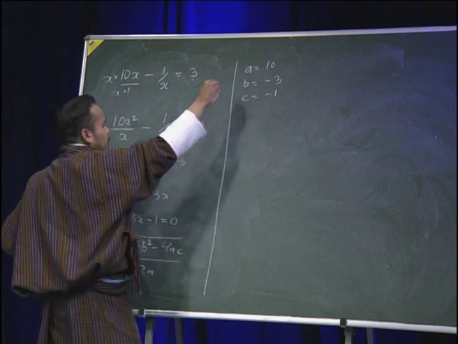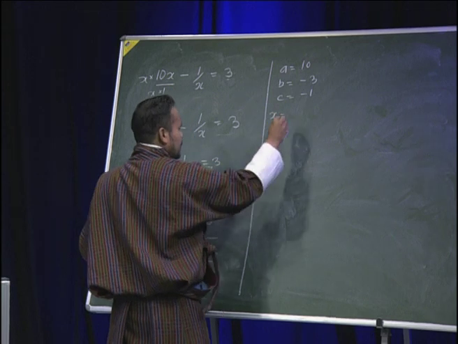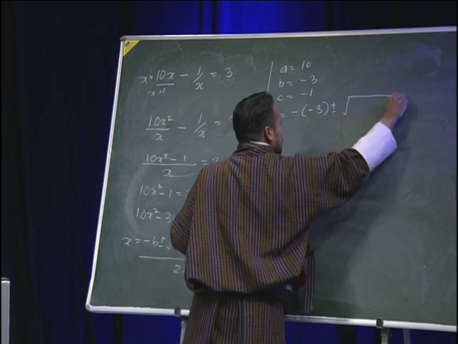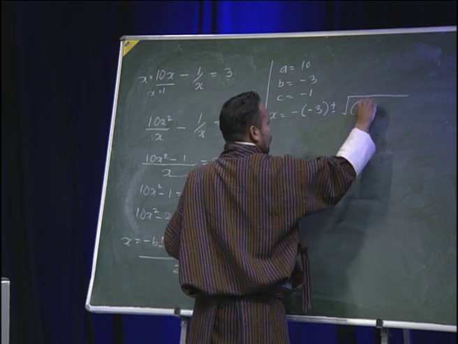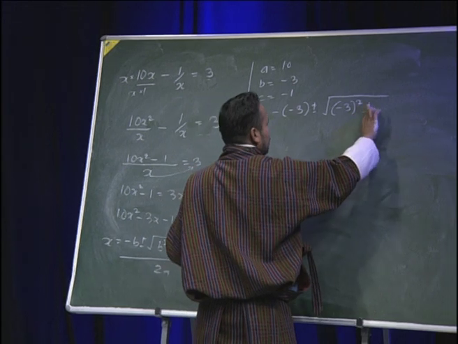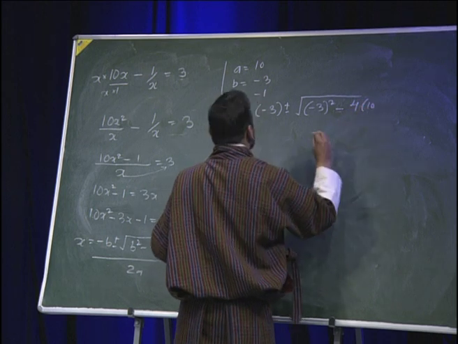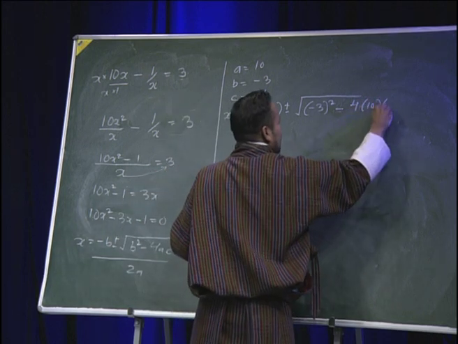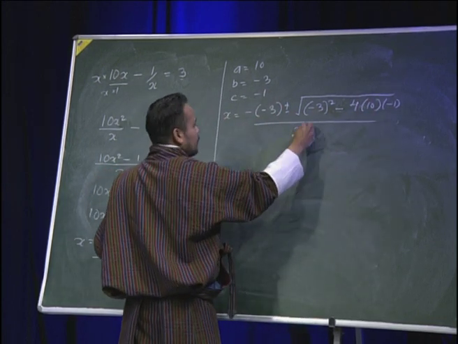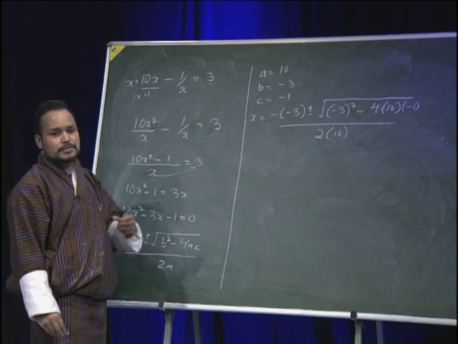Now, substituting the values of a, b, c in my formula, I am going to get x will be equal to negative of negative 3 plus or minus whole root of negative 3 whole square minus 4a, I have 10, and c I have negative 1. So, whole divided by 2a, in place of a I am going to substitute 10. I hope you understood this. Now, let me simplify this further.